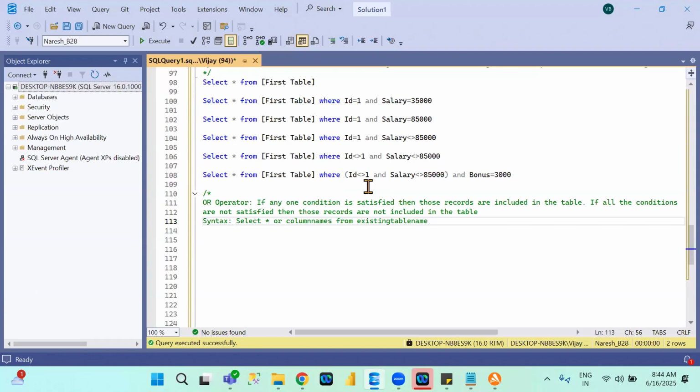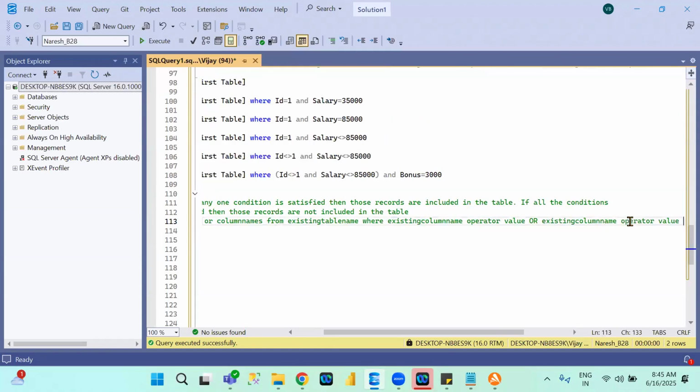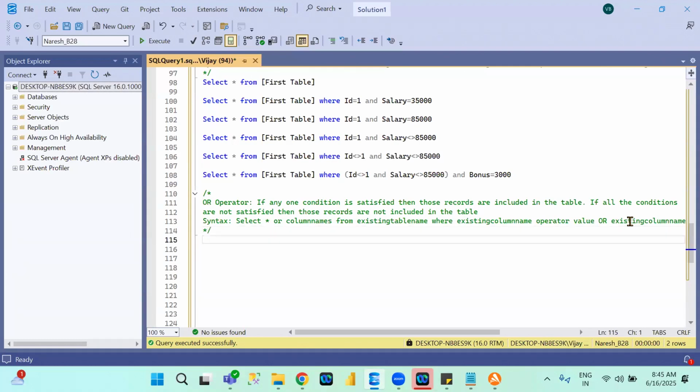Understand clearly? Is that clear or not? Understand clearly or not? Where?